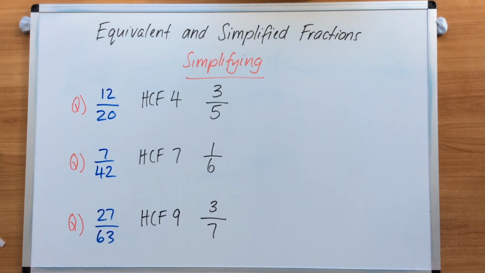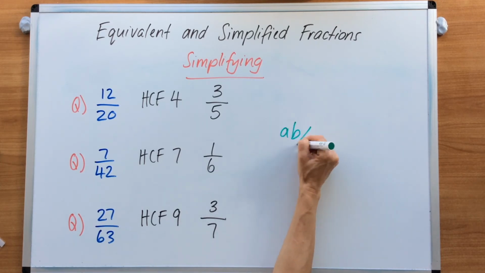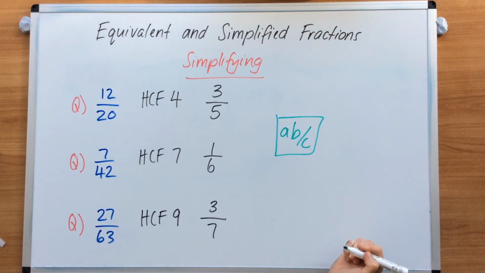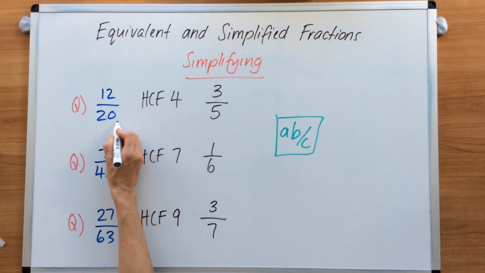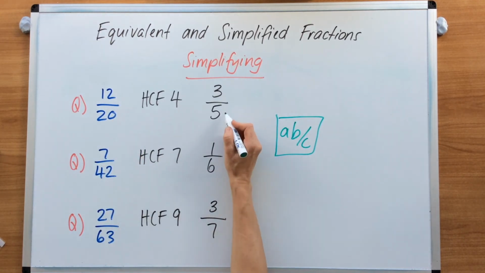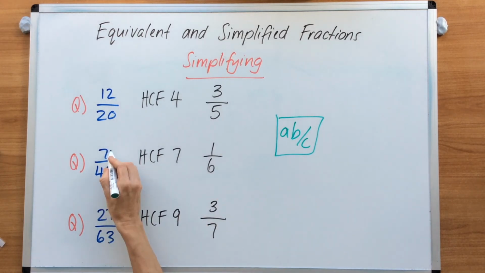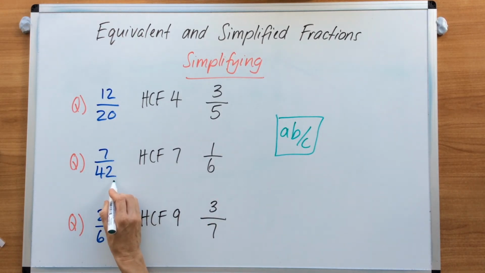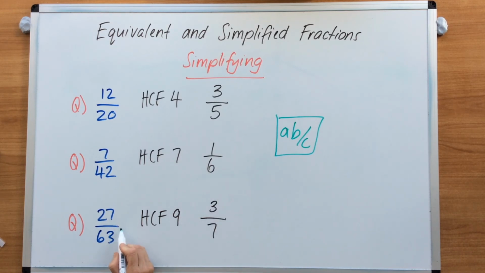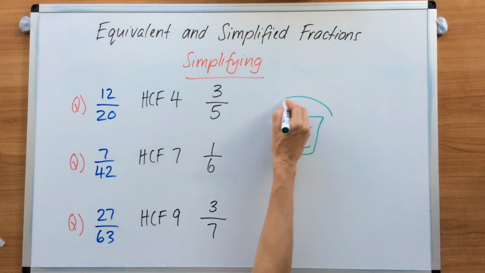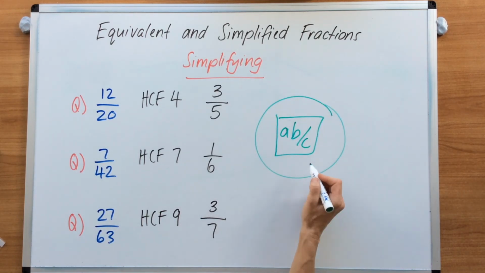Now, one thing that we have been looking at is this lovely a b/c fraction button you find on your calculator. All you have to do is go 12, fraction button, 20, equals, and then you're going to get this answer. 7, fraction button, 42, and you're going to get this answer. 27, fraction button, 63, and you're going to get this answer. So it's this button on your calculator that will simplify fractions for you.